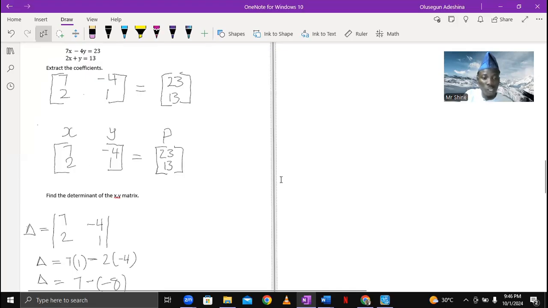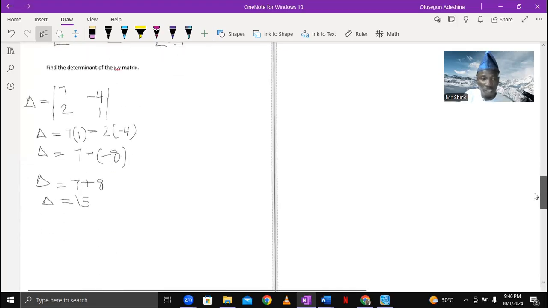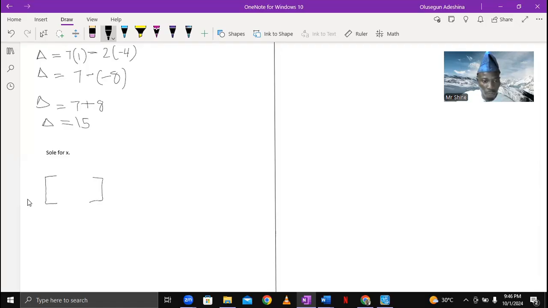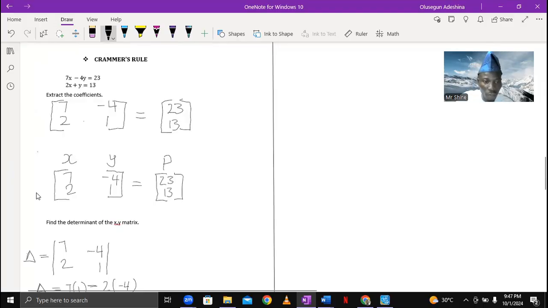Anyway, now we are going to solve for X. Is the next thing we are doing. Solve for X. So now to solve for X, we are going to draw our matrix again, or draw the symbol for the matrix, right? This is the X column, and this is the Y column. Yes, X column and Y column.